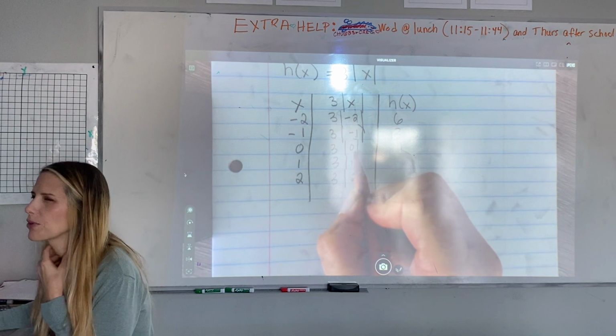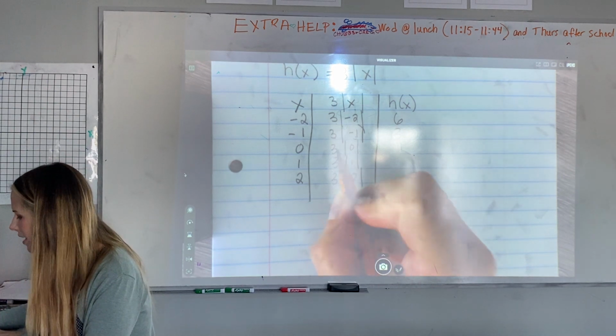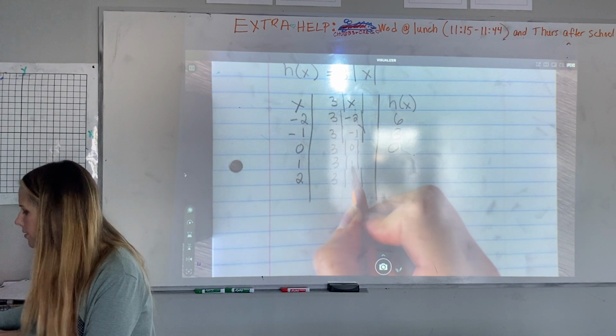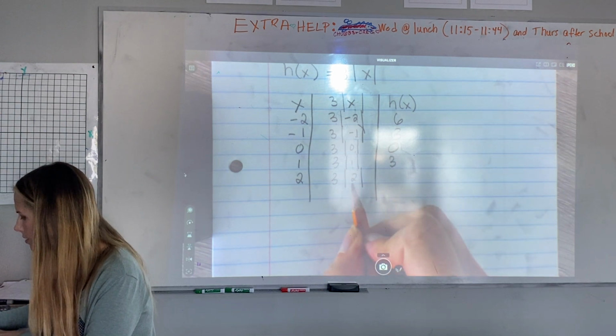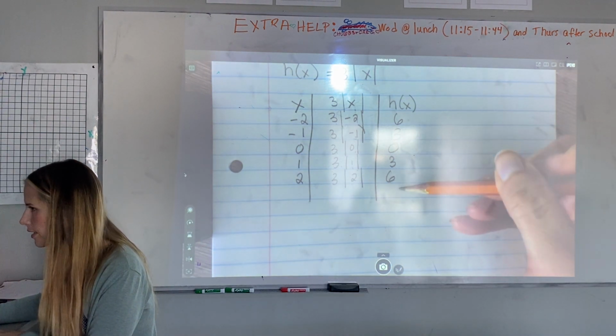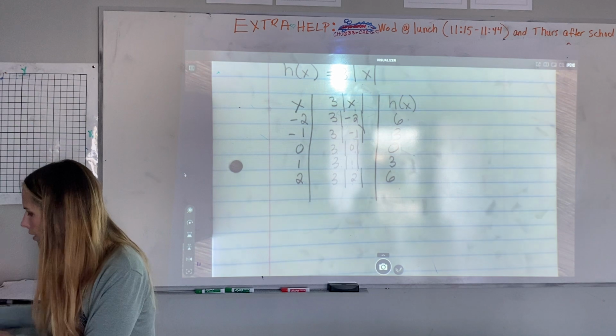I'm just gonna point because my voice. Absolute value of 0 is 0. 0 times 3 is? 0. So we're getting 3. Then 1 times 3 is 3, and 2 times 3 is 6. Very good. See how we have 6, 3, 0, 3, 6. We see it coming back. That's what makes the V on the graph.